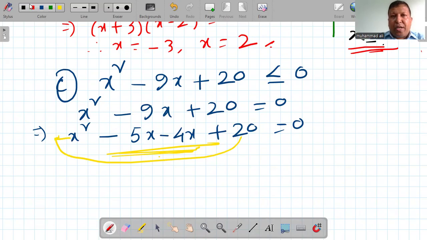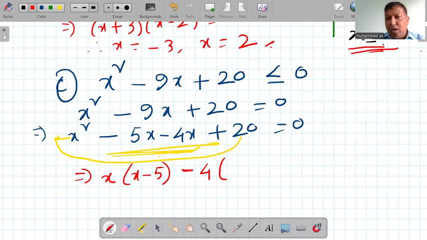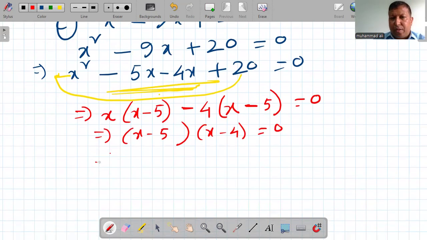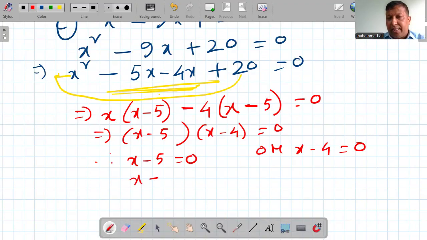Now, we have to take x common, so it will be x minus 5. If you take minus 4 common, it is x, and the internal sign will be changed. Previously it was plus, now it will be minus 5 equals 0. Now x minus 5 times x minus 4 equals 0. Therefore, x minus 5 equals 0 or x minus 4 equals 0. So x equals 5 or x equals 4.